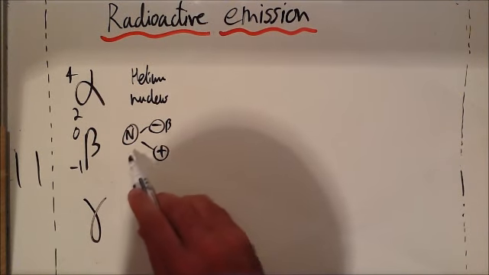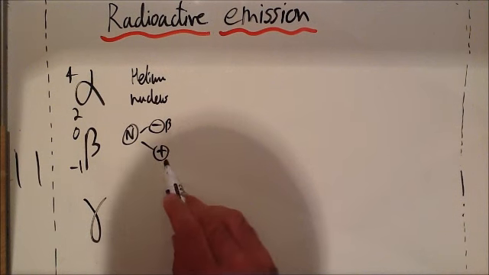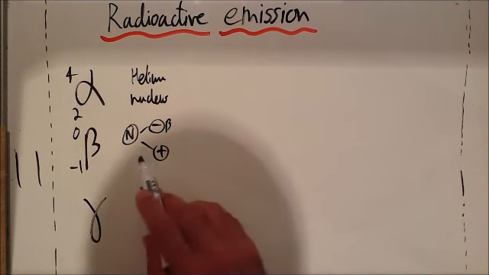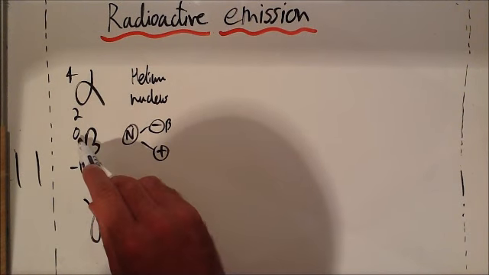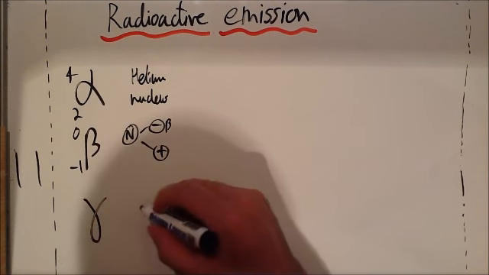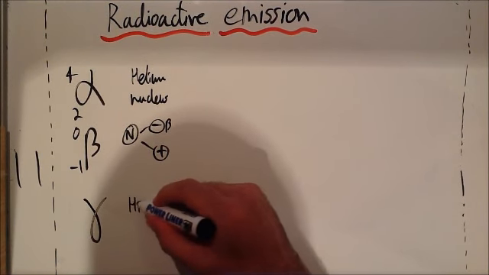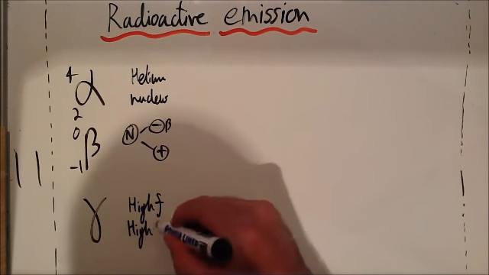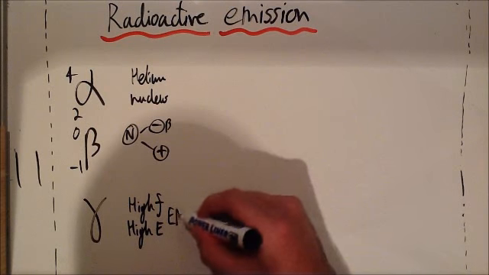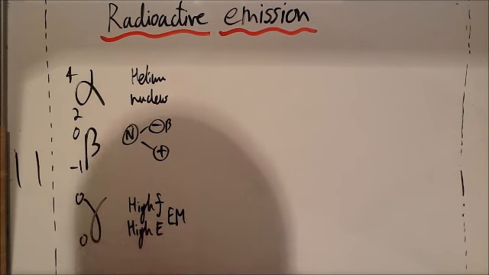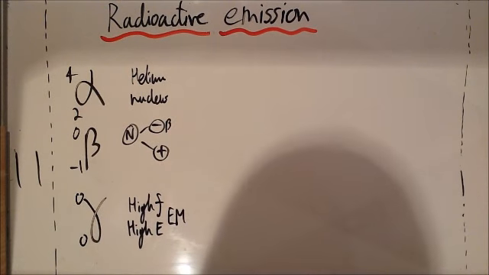Now, when this is given off, the atomic number of the element that's left over goes up by 1, and the mass number stays the same because the mass number is protons plus neutrons. So we'll get back to that in a minute. Gamma radiation is high frequency, high energy electromagnetic radiation. It has no mass, therefore no atomic number, no mass number.